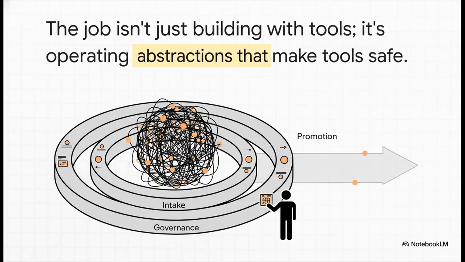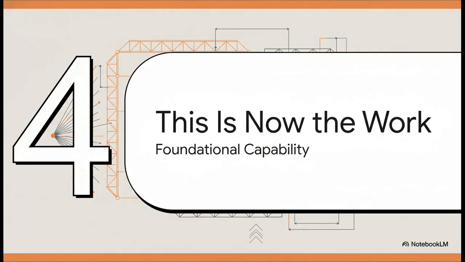So, let's just state this plainly. The job has changed. It is no longer sufficient to just be fluent in a framework or an API. The work now is operating the abstraction layers, the intake, the governance, the promotion, that contain all that probabilistic behavior and actually make the underlying tools safe for operational use. Which brings us to a final and critical conclusion.